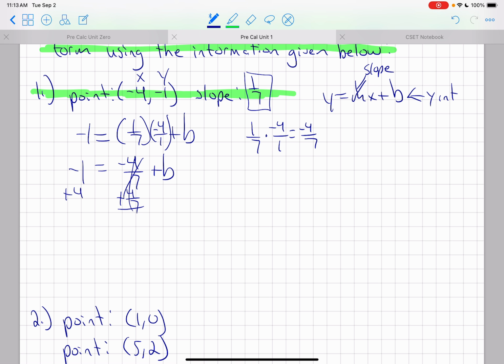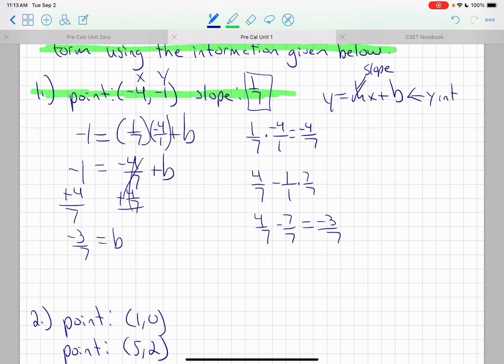Plus 4/7. And I get basically 4/7 minus 1, right? So that means 4/7 minus 1/1. But I know how to do that. I need to give these common denominators. So I have 4/7 minus 7/7, which equals -3/7. So I have -3/7 equals b.